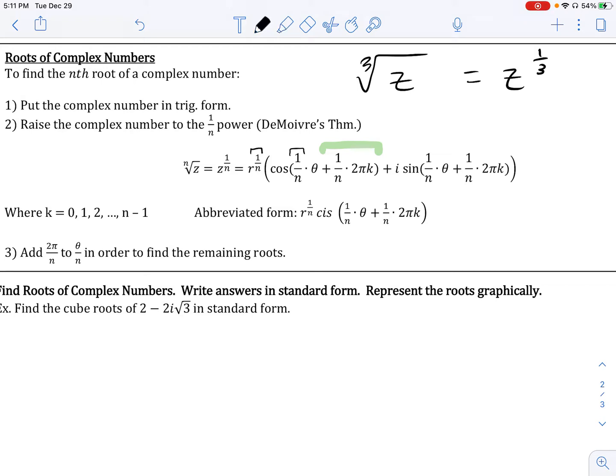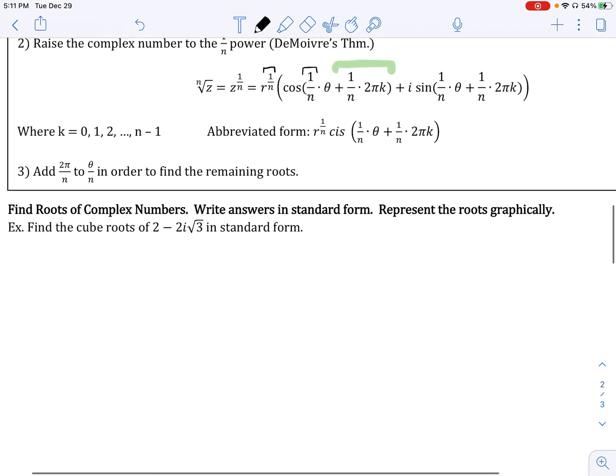So I think this will make more sense if I actually just show you this within a problem, and then visually, if I can show you what these roots look like graphically, I think that'll hopefully really hammer this home. So let's take a look at this complex number, 2 minus 2i root 3. And we are going to find the cube roots of this complex number. So hopefully we should be able to find 3 distinct roots to this.